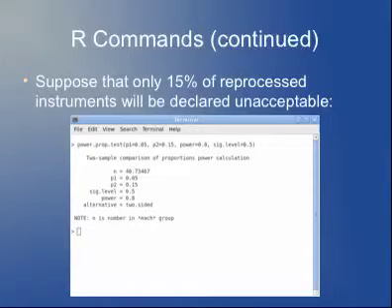If you assume that only 15% of the reprocessed instruments will be declared unacceptable, so I do P1 equals 0.05, P2 equals 0.15, note that the sample size reduces significantly. The take-home message being that if the proportion of successes or failures that you expect to observe is smaller, then you need a smaller sample size to get the same power.